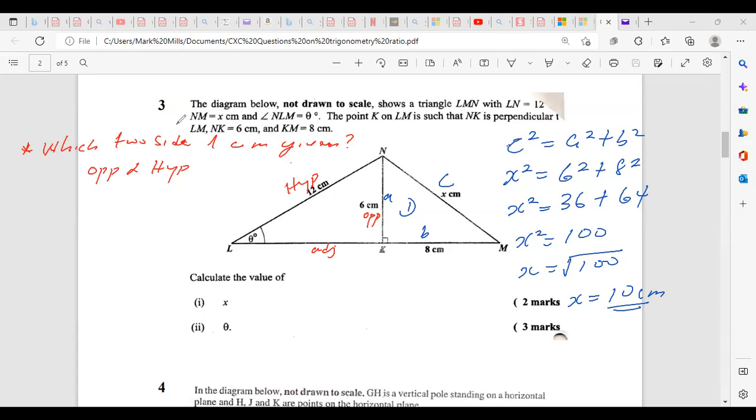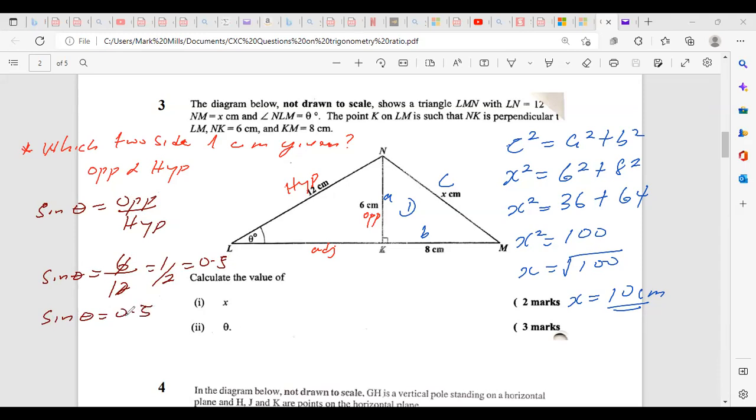Sine, right? So we use sine here. So sine theta is equal to opposite over hypotenuse. My opposite is 6, over the hypotenuse, which is 12. Then we cancel, and this gives me a half. What is half as a decimal? 0.5. So sin theta is equal to 0.5.